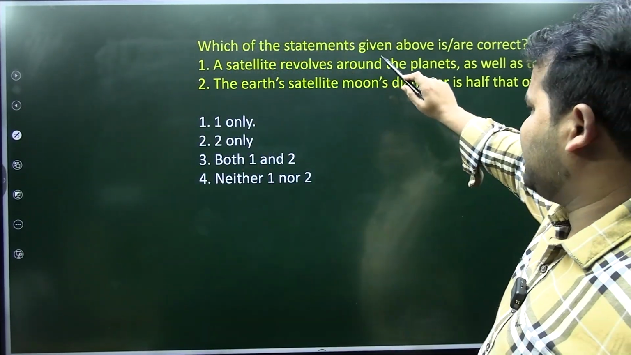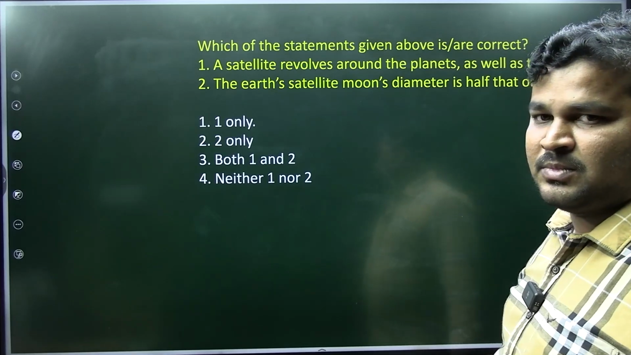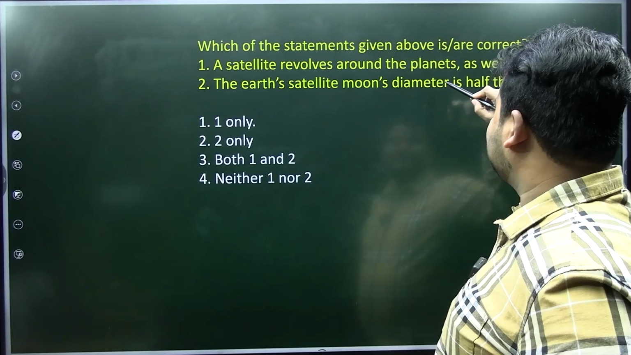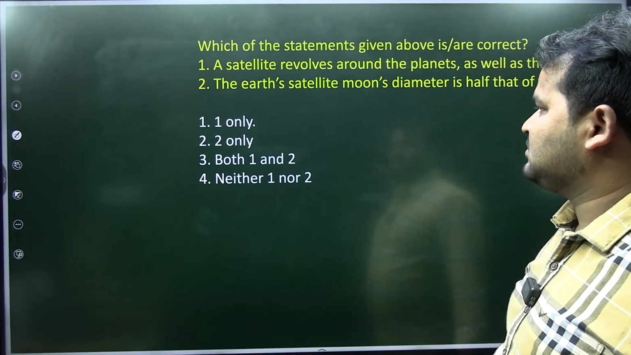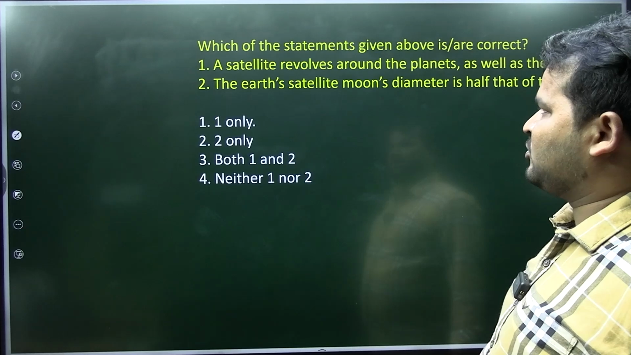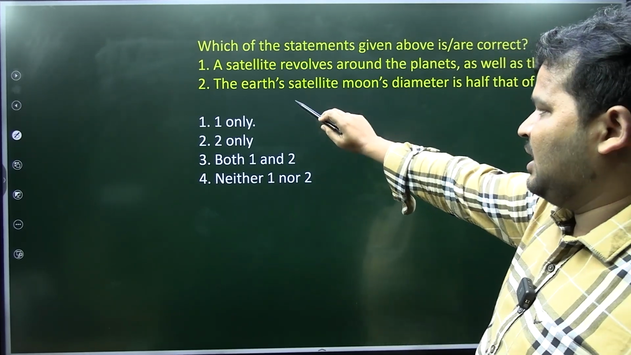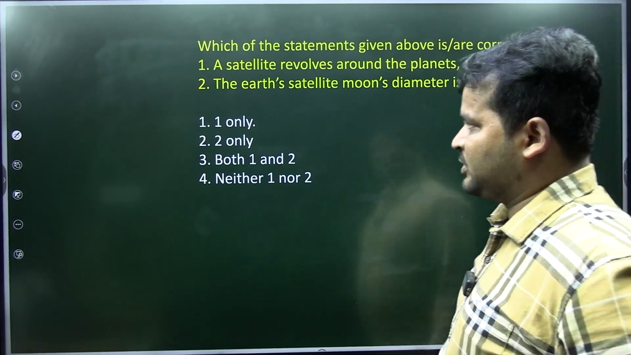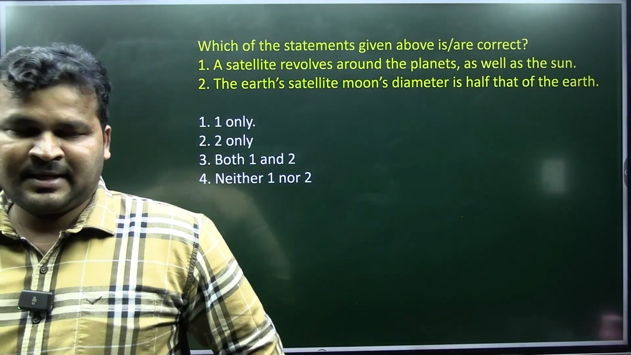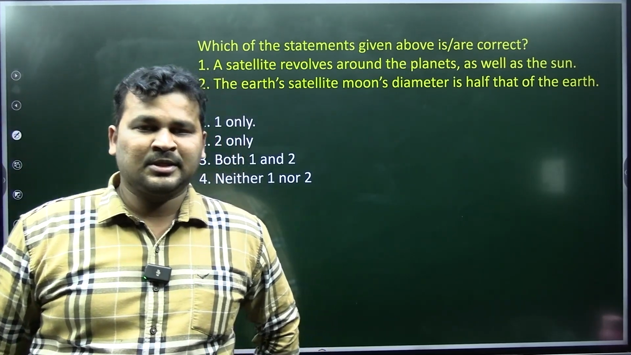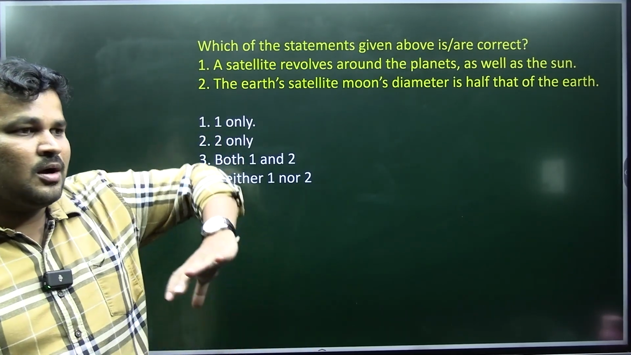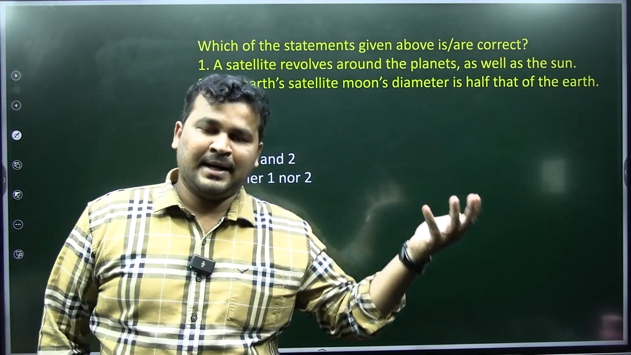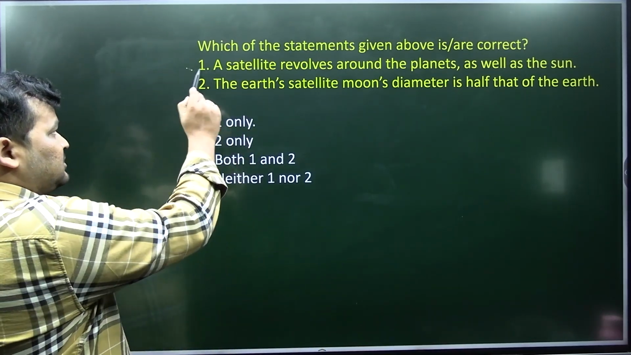Next one. Which of the statements given above are correct? Statement 1: A satellite revolves around the planets as well as the sun. He is asking which among the following are true. Second: The Earth's satellite moon's diameter is half that of the Earth. Is it true or false? So what is the definition of a satellite? A satellite is a celestial body which rotates around other bodies or planets, as well as the sun. So this statement is true.